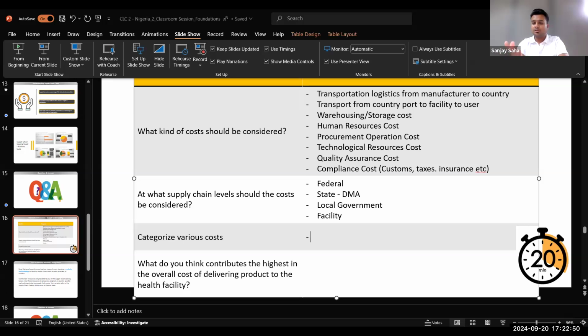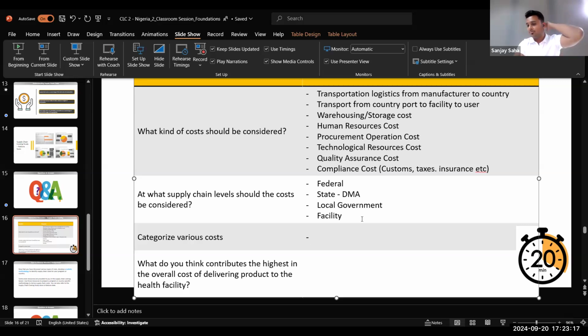So now, just so that I understand, at each level some costs would be applicable and some costs may not be applicable. Yes. So for each level, you have to understand which costs are applicable, identify them, and cost them. Once you're done with all the levels, you have to combine it. Now the third question is categorization of various costs. Again, this is a simple one.